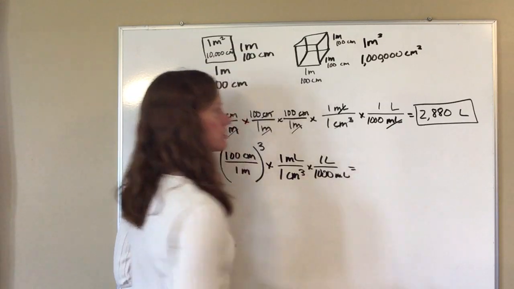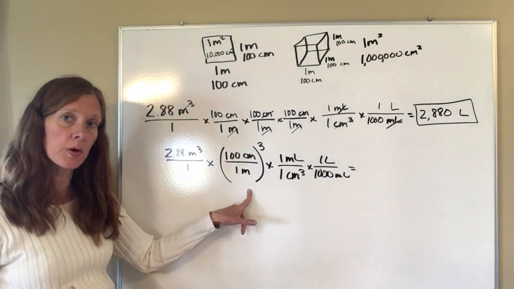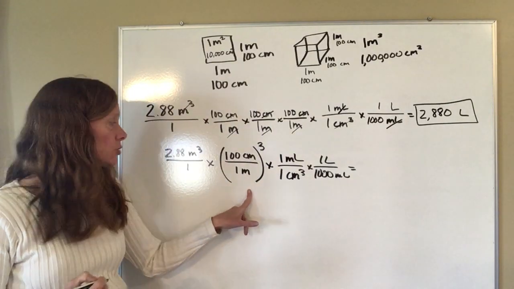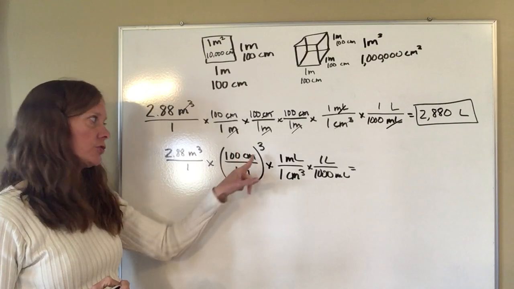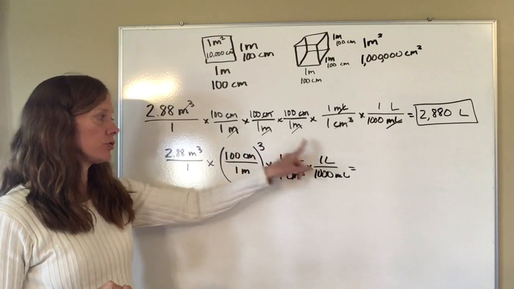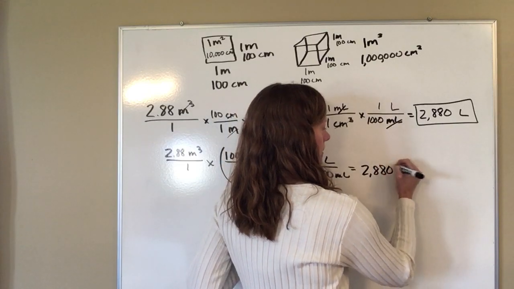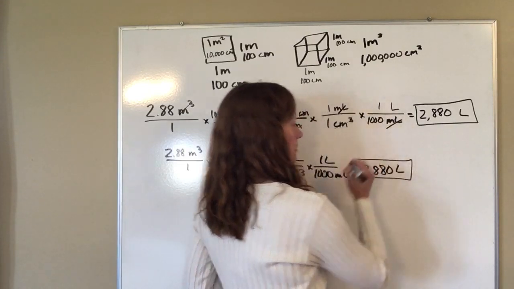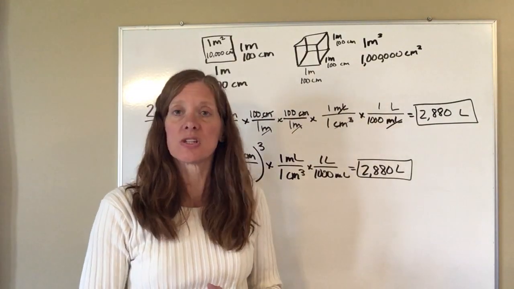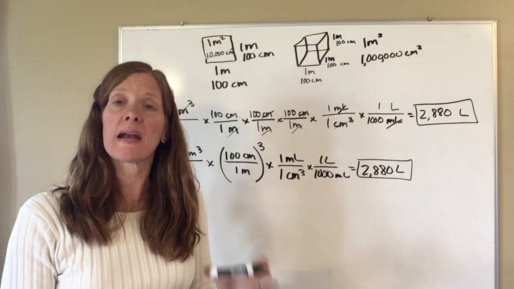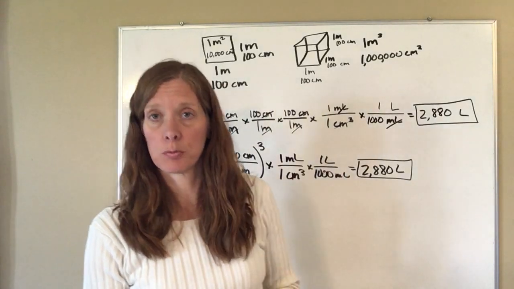And then you could finish the conversion by going 1 milliliter per 1 cubic centimeter times 1 liter over 1,000 milliliters. So again, if you choose to write it this way, which is perfectly fine, you just have to be sure that you take 2.88 times 100 times 100 times 100 because you're cubing it. Then you're going to divide by 1,000 and you'll end up with 2,880 liters. So same answer that he got, just a little bit different way to look at it, a different way to think about it, if that helps to make that a little bit more clear for you.